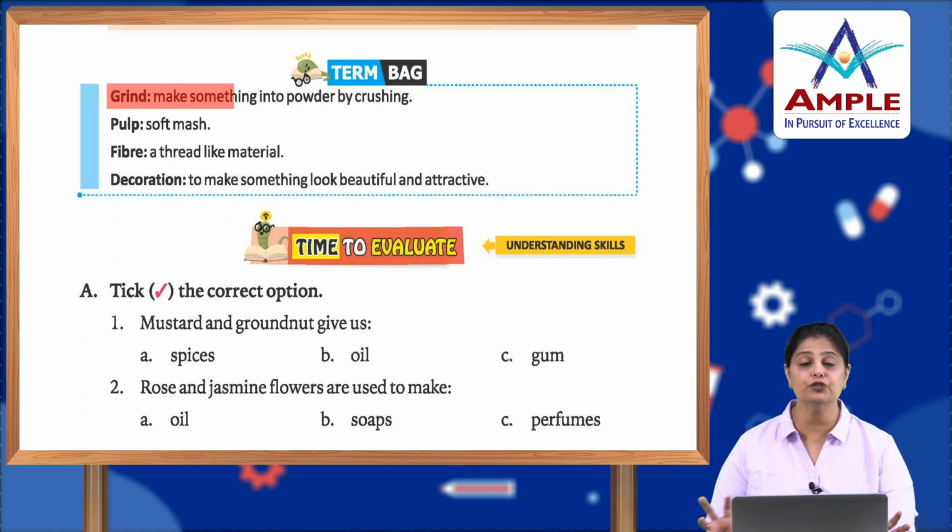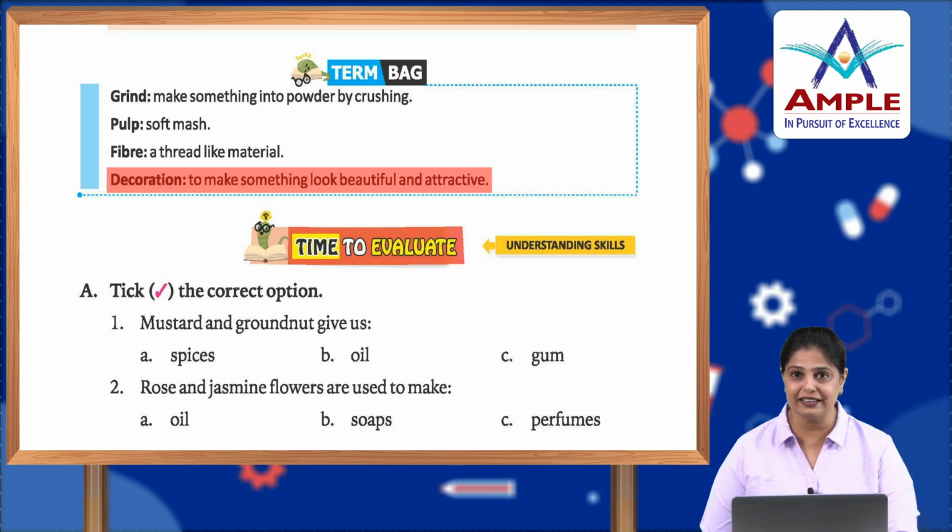Alright, now let's look at the terminology through this term bag. Grind. Grind means to make something into powder by crushing it. Pulp is a soft mash. Fiber is a thread-like material. Decoration is to make something look beautiful and attractive.